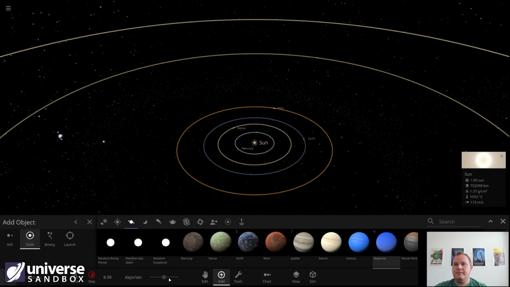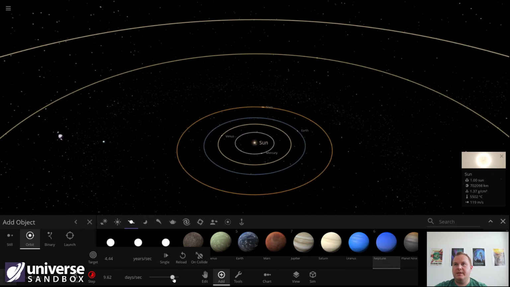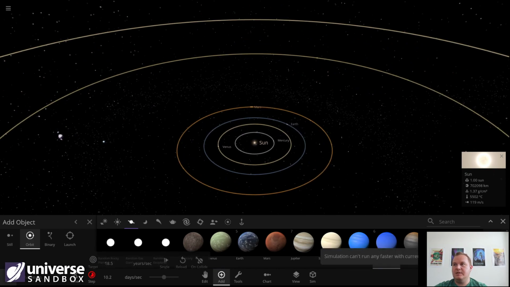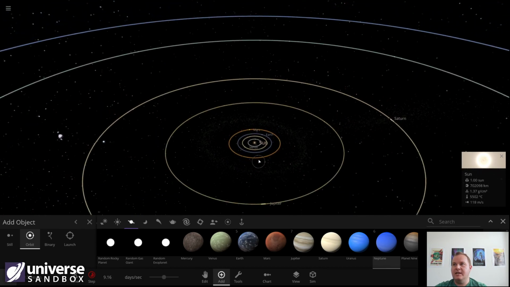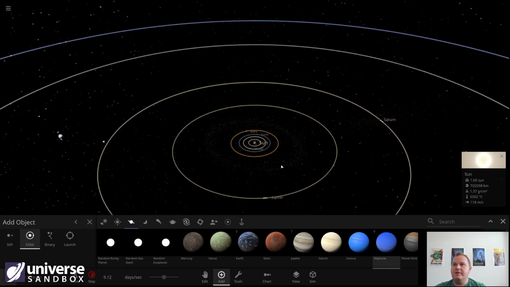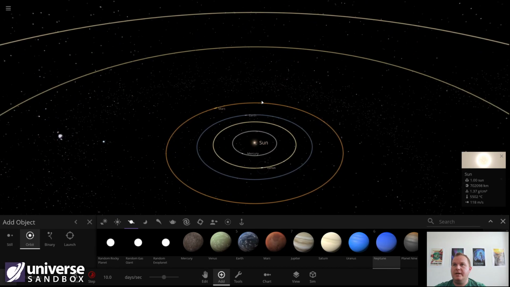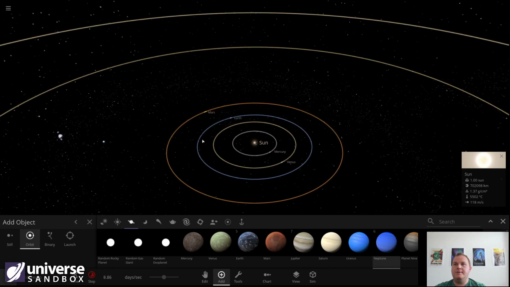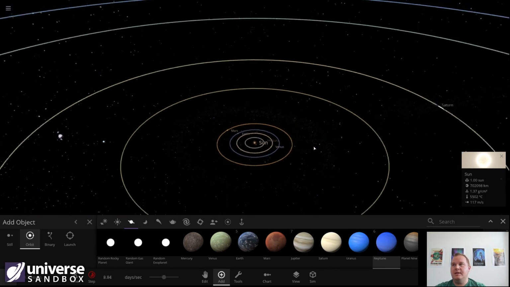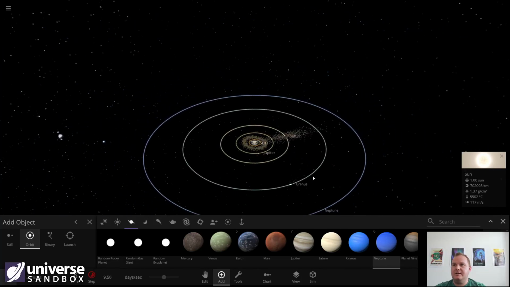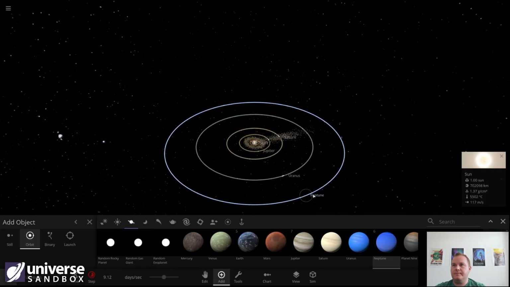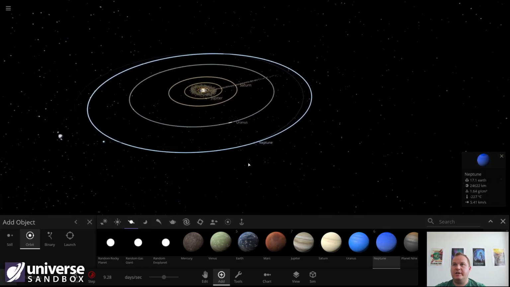Mercury, Venus, Earth, and Mars. Right, we want to speed up a little bit. Oh, the simulation can't run any faster because I have too many rings. That's okay. But you see Mercury, Venus, Earth, and Mars going pretty quick, working their way around. Remember, 1 year is the time it takes the Earth to orbit the sun. And so, the outer planets are going pretty slow. You can barely see Neptune even moving.